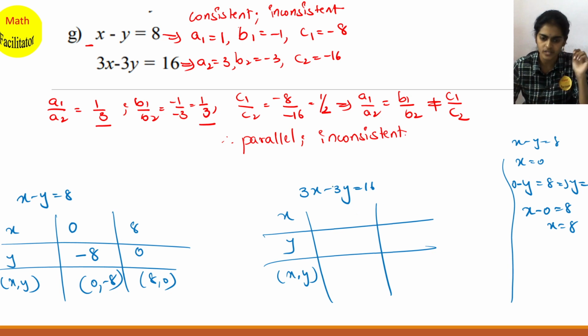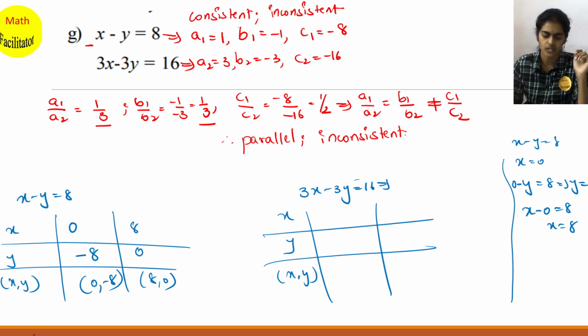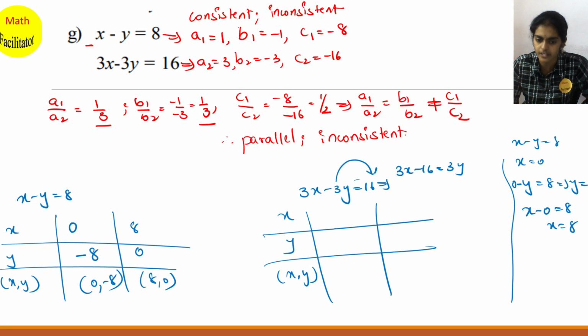Now for the second line, from this can I write y equal to 16 minus 3x? Or, just see here, I'll write one more step so that you will have clarity. I'm just writing 3x minus 16 equal to 3y. I'm transposing 3y to the other side. So I can write 3x minus 16 is 3y, or we can also write 3x minus 16 upon 3 equal to y. So the y value is 3x minus 16 upon 3.